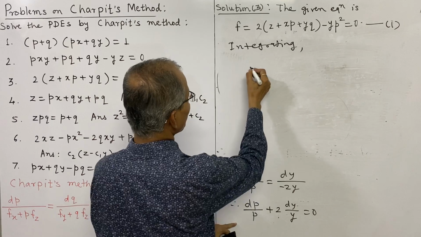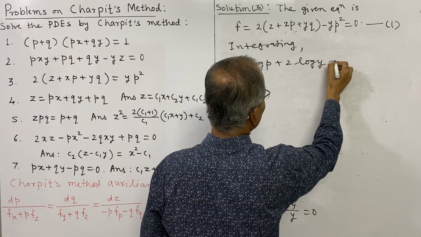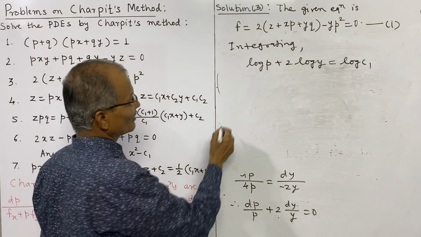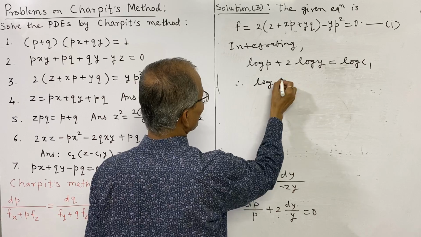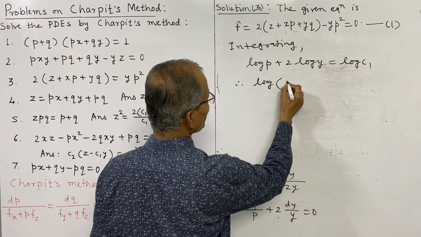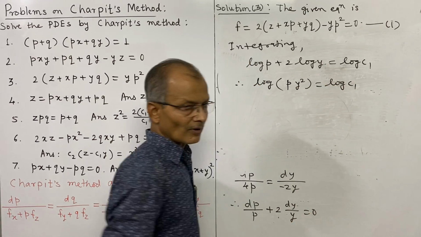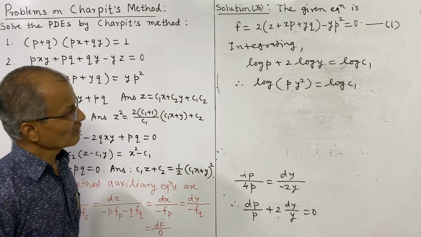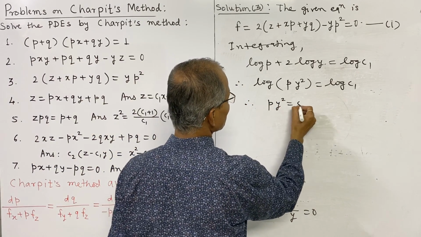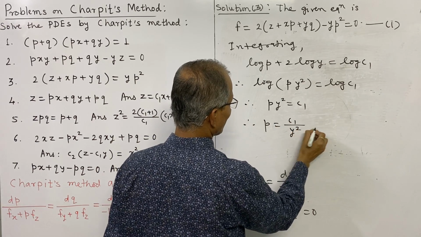Integrating, we get log p plus 2 log y is equal to log c1. That means, taking this 2 as the exponent of y, log of p into y square is equal to log c1. Laws of logarithms are used, so you can verify this. That gives p into y square is equal to c1, or p is equal to c1 divided by y square.